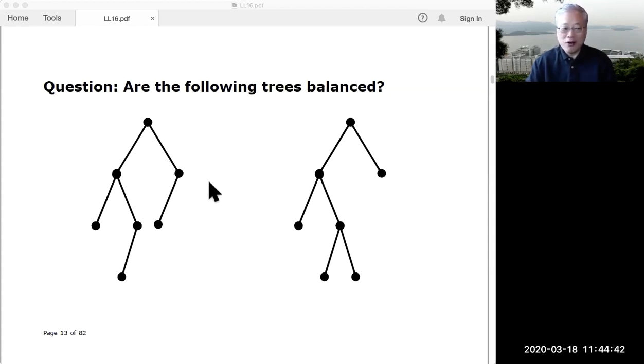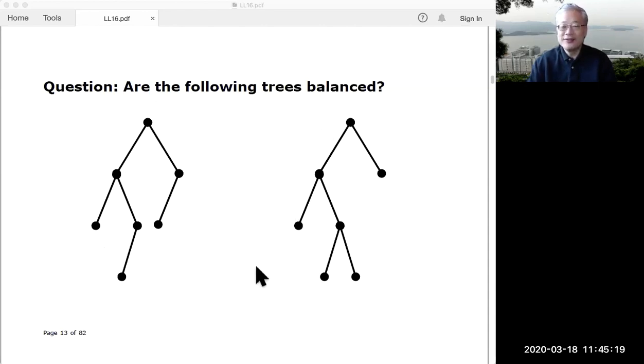Now, if we look at all these nodes, for example, for this root, if we consider the left subtree and right subtree, the difference in height is only one, correct? So this node, yeah, the difference in height for the left subtree and right subtree is only one. And this node, no problem. And all these nodes, they have no problem. So you see, sometimes you cannot believe your eyes, right? This tree does not look too balanced, but by definition, it is balanced, okay?